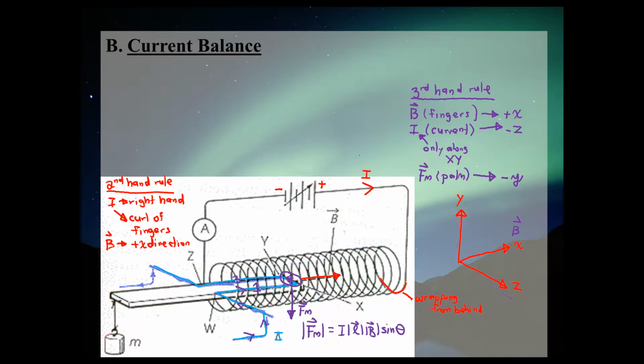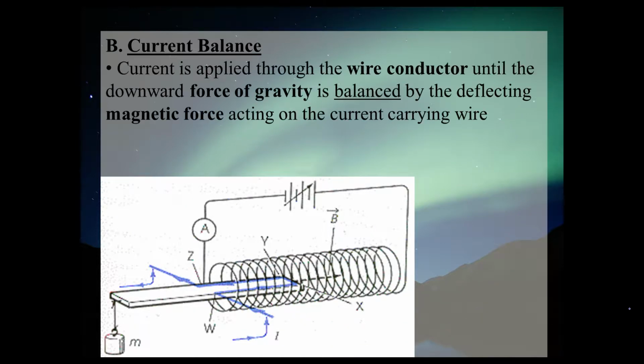Let's summarize all these points here. You apply current through this wire conductor, the blue wire, until the downward force of gravity is balanced by a deflecting magnetic force on the current carrying wire. Again, just envision a fulcrum, like a teeter-totter directly in the middle. On this end, we have the force of gravity down. On this end, we have a magnetic deflecting force that's down. As long as those two forces are equal in magnitude, that board is not going to rotate.